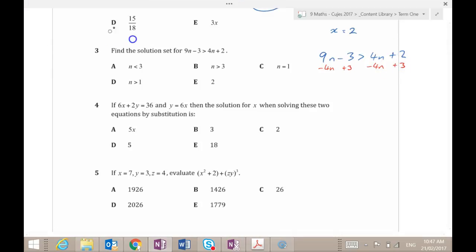And so we can then write our next line, 9n minus 4n, that's 5n. And that's greater than 2 plus 3 is 5. And now what are we going to do? Divide each side by 5. That one's pretty easy, isn't it? N is greater than 1 when I divide each side by 5. So it's just the same as solving a normal equation. If you never multiply or divide by a negative, it's exactly the same.